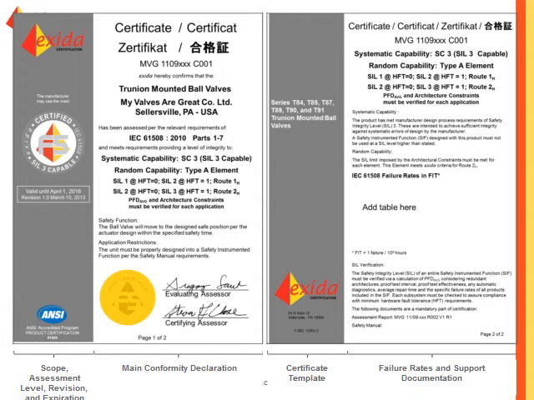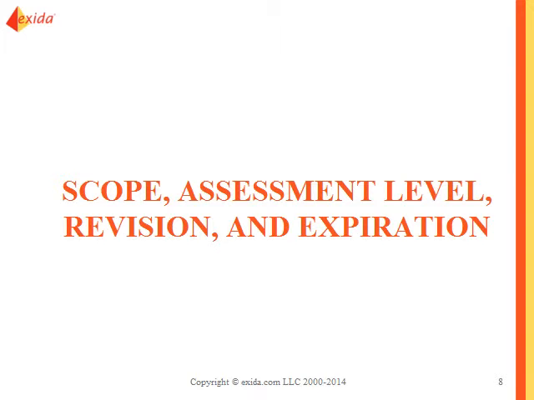On the front, the first page, we have on the left-hand side a scope, assessment level, revision and expiration area. Then we have a main conformity declaration on the right-hand side. On the back of the certificate, or page 2, on the left-hand side, we have the certificate template. On the right-hand side, we have failure rate information and support documentation. I will go through each of these sections and explain what the different pieces of information mean. But these are the 4 that we will be looking at.